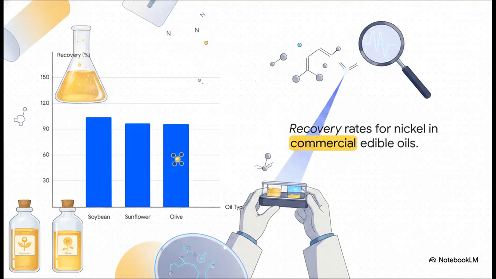But what happens when we move out of the idealized standard solutions and into real-world, messy samples? The analytical team actually took commercially available soybean, sunflower, and olive oil straight from the grocery store shelf. They spiked them with tightly controlled known quantities of nickel and ran the rapid UV-Vis complexation protocol. And the technique holds up beautifully, completely regardless of the specific lipid matrix interfering. We're officially seeing a 104% recovery in soybean oil, 97% in sunflower oil, and 96% in olive oil. The targeted complexation method punches straight through those natural matrix interferences like they aren't even there.